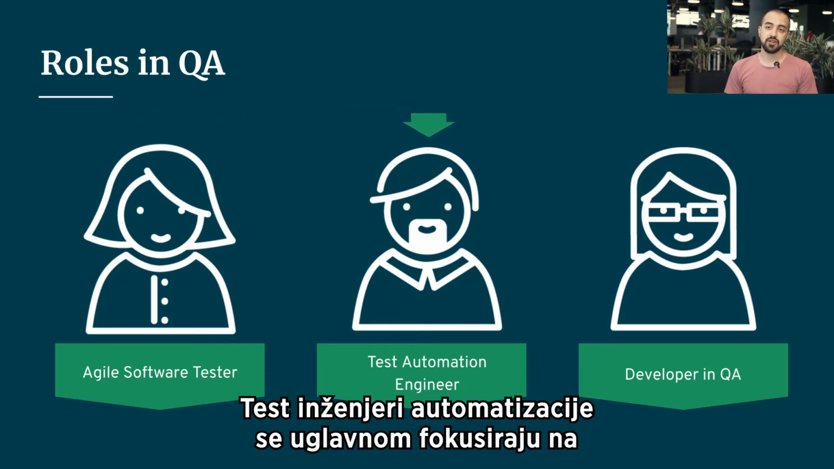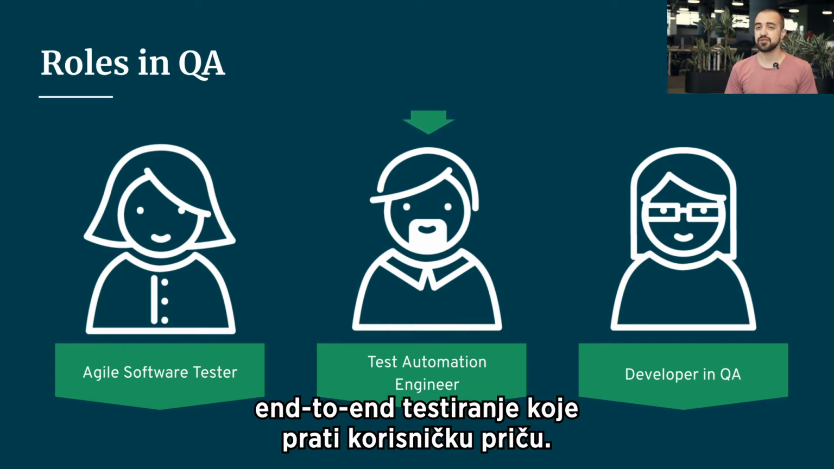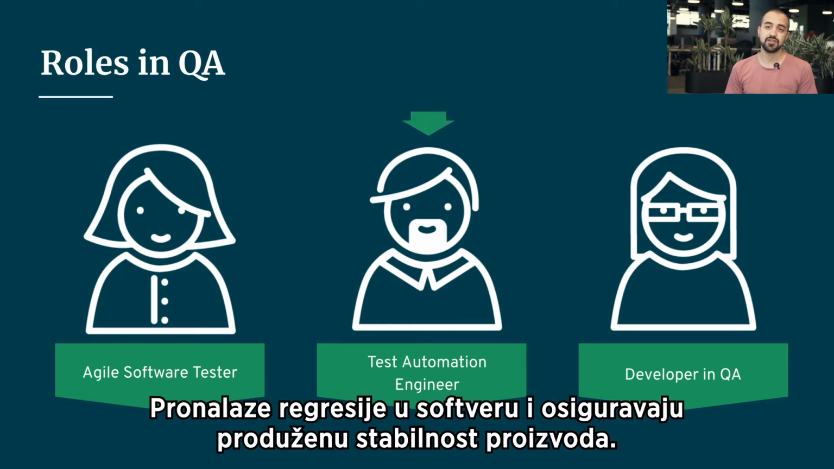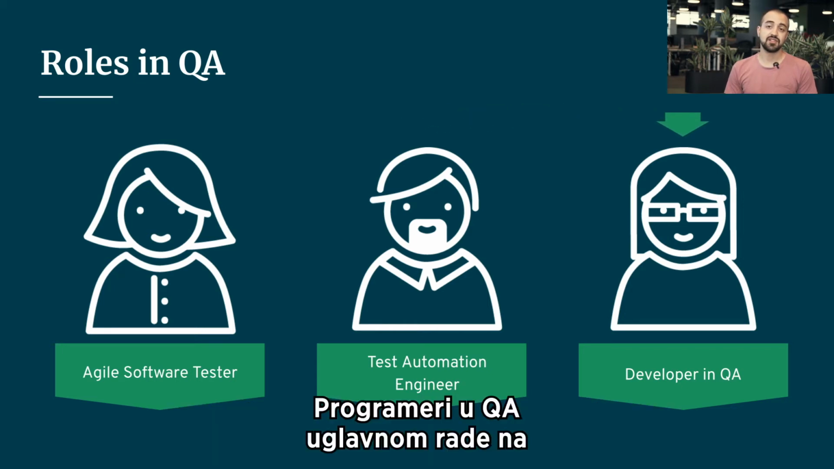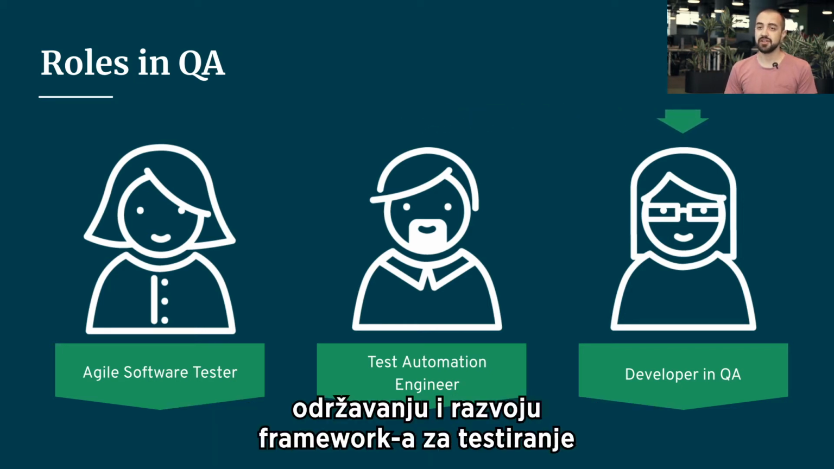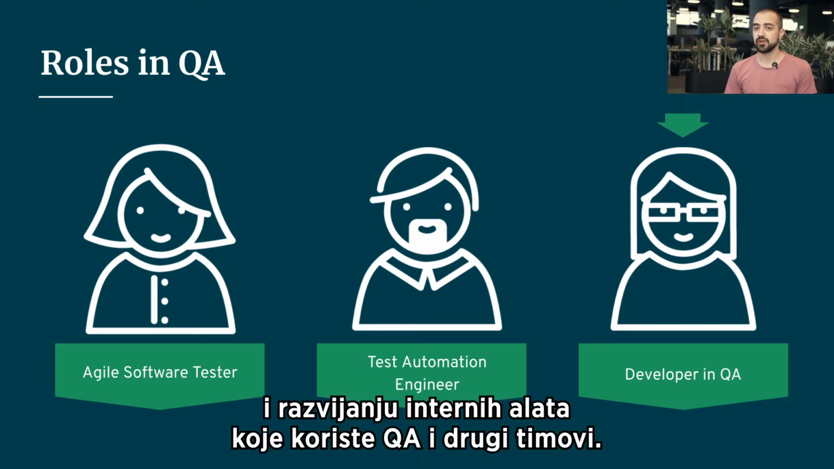Test automation engineers focus mostly on end-to-end testing following a user story. They find regressions in software, ensuring prolonged stability of a product. And developers in QA mainly work on maintaining and developing the testing framework, and developing internal tools used by the QA and other teams.